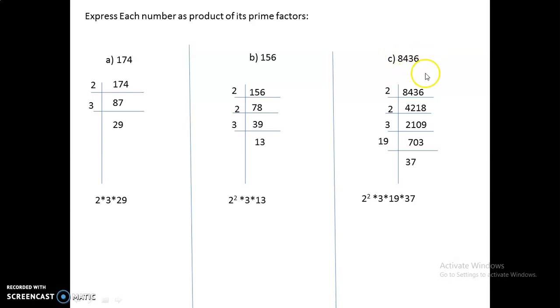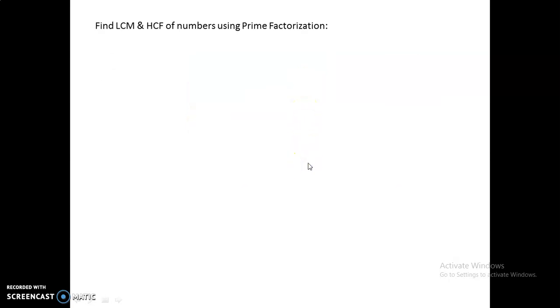So this 8436 finally can be written as 2 square into 3 into 19 into 37. So this is how we can write every number as a product of some prime factors. Now the second question is find the LCM and HCF of numbers using prime factorization.